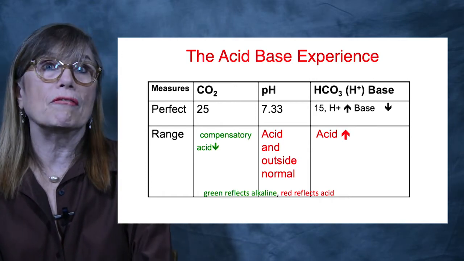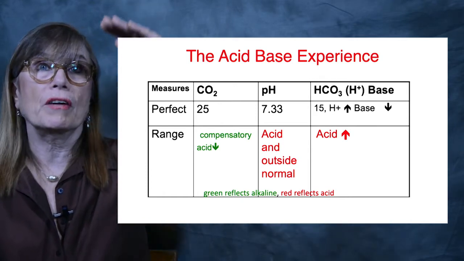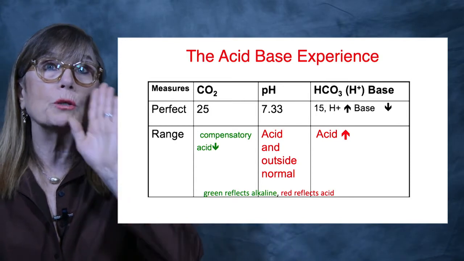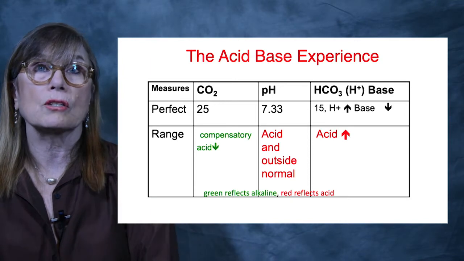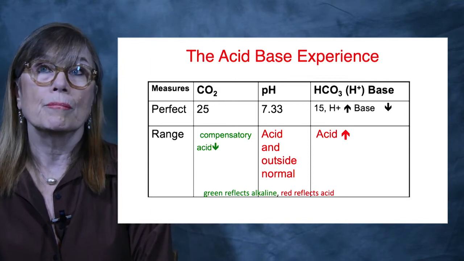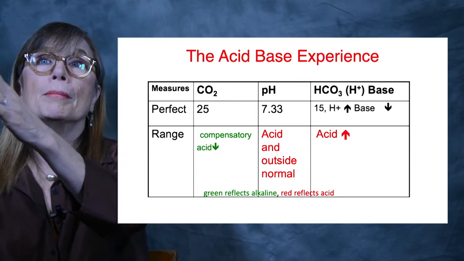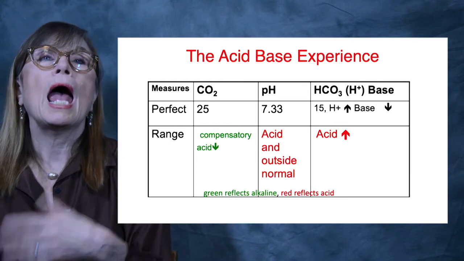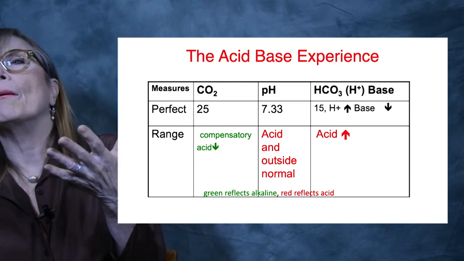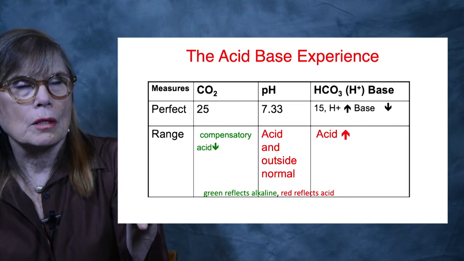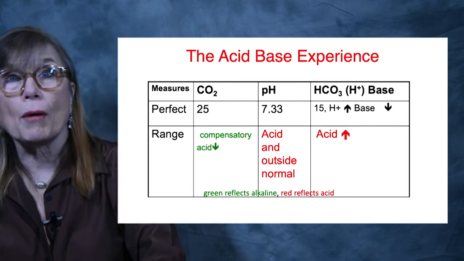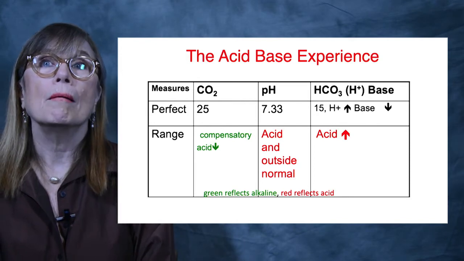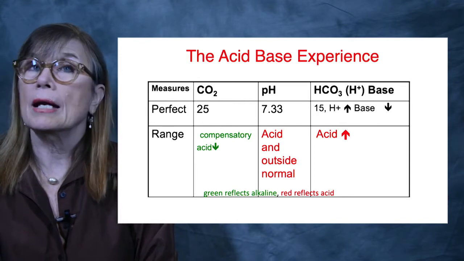The CO2 is 25, which is not perfect, down and outside of range, which means you're blowing off a lot of CO2, which is the respiratory acid. That is not the problem. Then I go over and I look at my bicarb and base. So my bicarb is 15, and my base is in deficit at around negative 11, which means the hydrogen ion is way up, the base is down, the bicarb is down. I have metabolic acidosis, and it's acute.